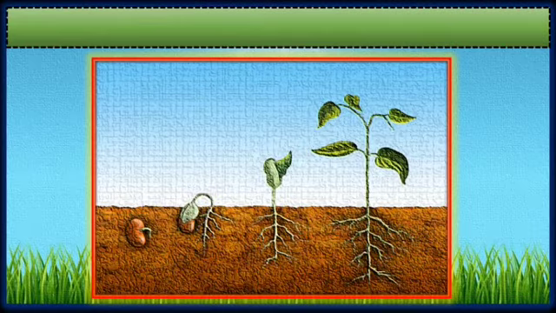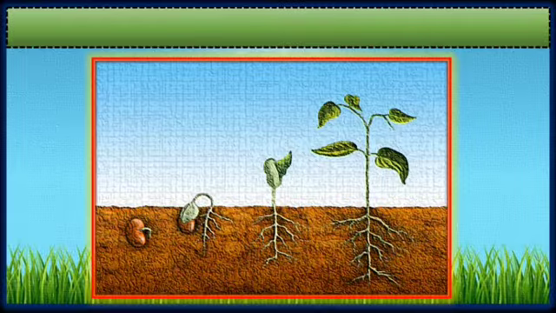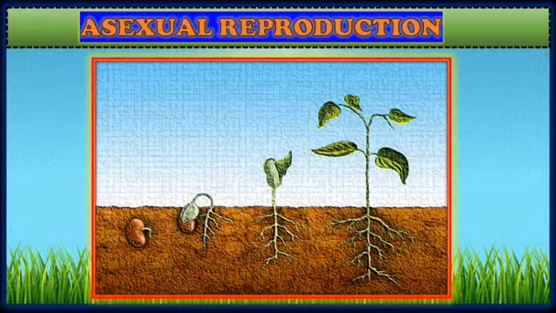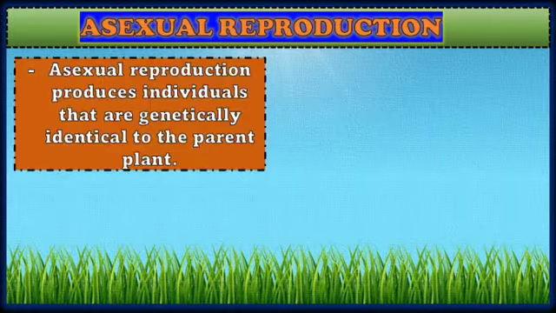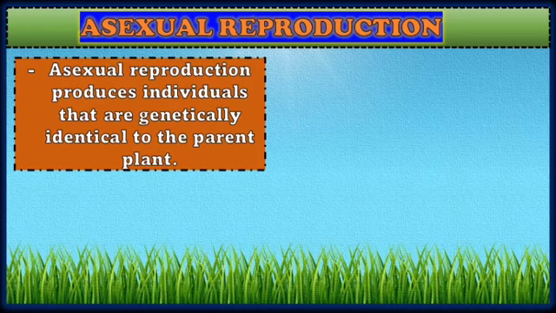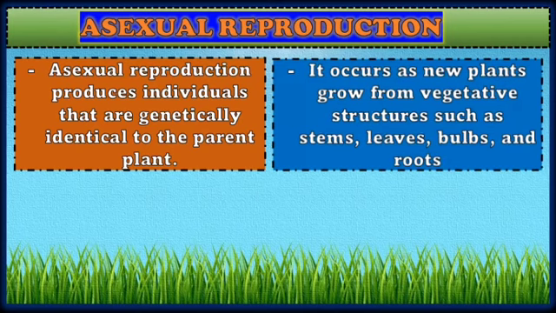Plants do not only grow from seeds. There is another way of growing plants. It is through what you call asexual reproduction. So what is asexual reproduction? So asexual reproduction produces individuals that are genetically identical to the parent plant. It occurs as new plants grow from vegetative structures such as stems, leaves, bulbs, and roots.